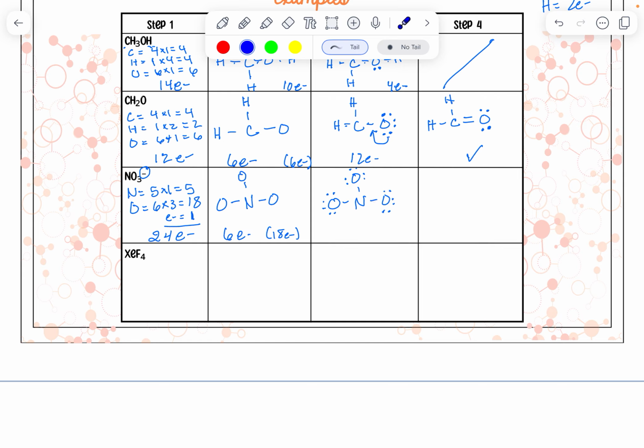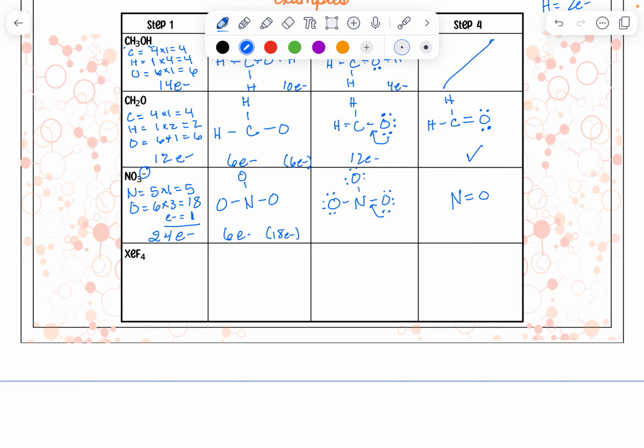So that's great. But my nitrogen here has 2, 4, 6. So it has not satisfied the octet rule. Now, I need to borrow a lone pair from one of these oxygens, and it doesn't matter which one it is. You can take any of the oxygens. It will create a resonance structure, and we're going to talk about that in the next unit. But we'll just take it from this oxygen and put it here on the nitrogen.